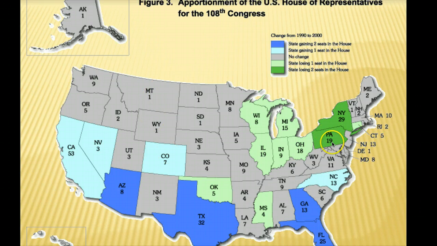Now, this is the number of House members Pennsylvania has, 19. If we add the 2 senators that we have in addition, that gives us the number 21. This comes into play in electing the President of the United States. Senators and House members are elected directly by the people. Whoever gets the most votes wins.